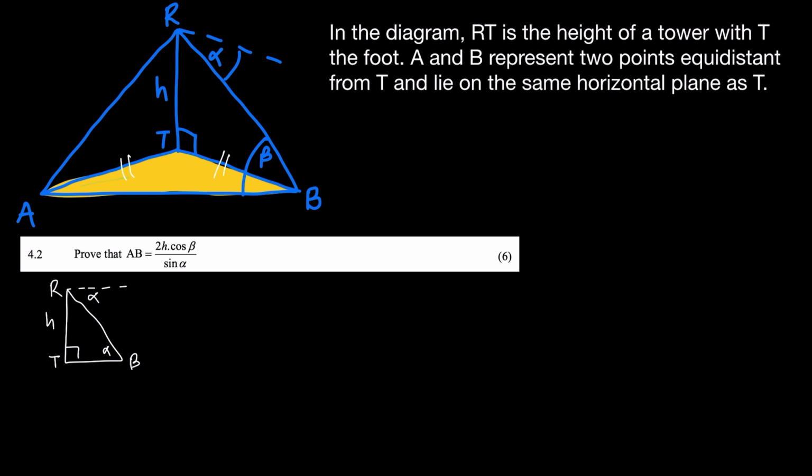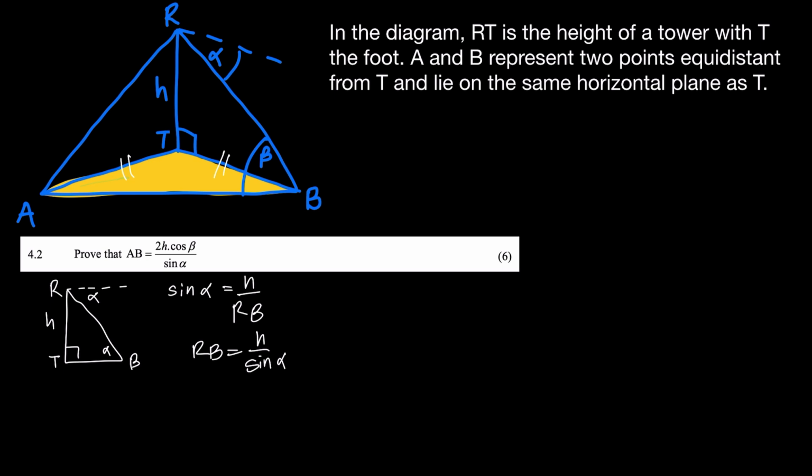Now, we want to work out RB because RB is a side that is common to triangle RTB and to the big triangle we just worked with. So given that angle alpha and we know RT is h, we can use sine to work out what RB is going to be. So we can say that sine alpha is equal to h divided by RB, and so RB is going to equal h divided by sine alpha.